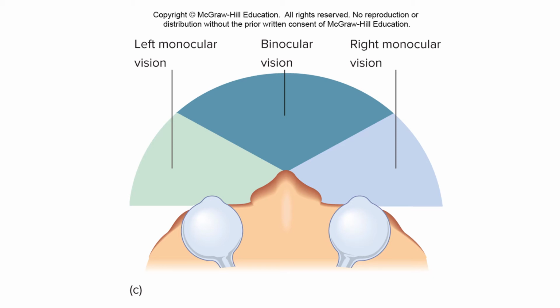ang vision, okay, since nag-converge na and nagsama na yung different neuronal pathways of your vision. So, kapag right monocular vision, ito siya, sa right lang. Kapag left monocular vision, sa left lang. Pero pag binocular vision, nakakakita yung both right and left.